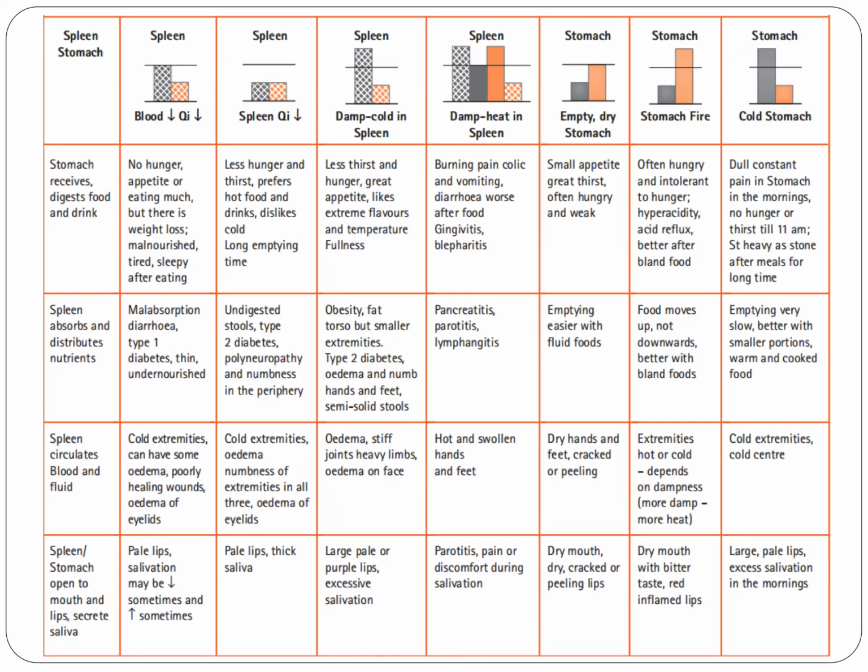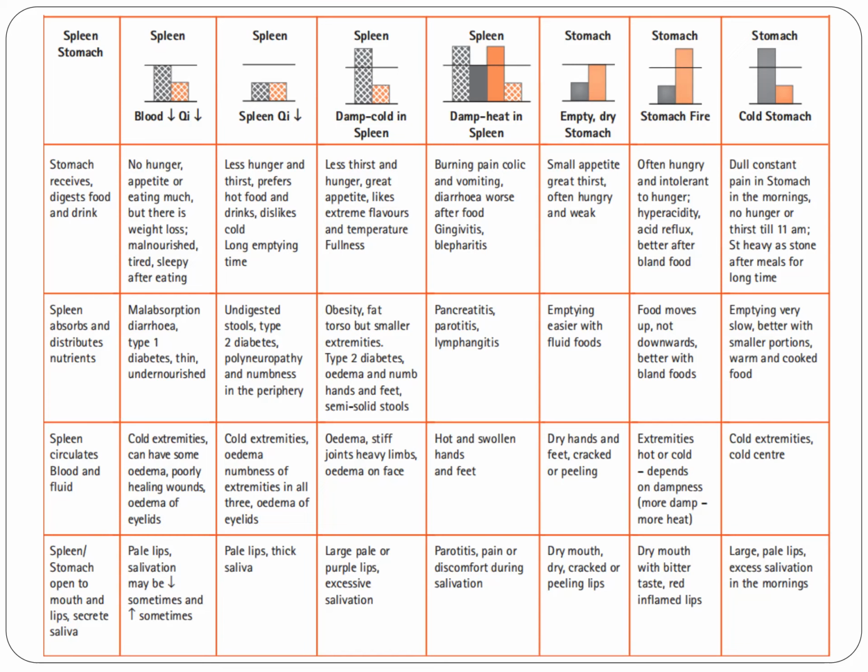So damp cold in the spleen, there is less thirst and hunger, great appetite, likes extreme flavors and temperature and fullness. So if a person has burning pain, colic, and vomiting, and the diarrhea is worse after food, coupled with gingivitis and blepharitis, so that's damp heat in the spleen.